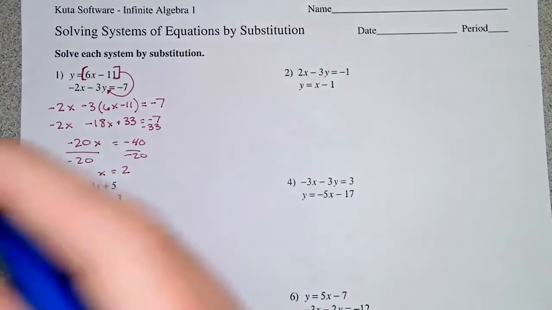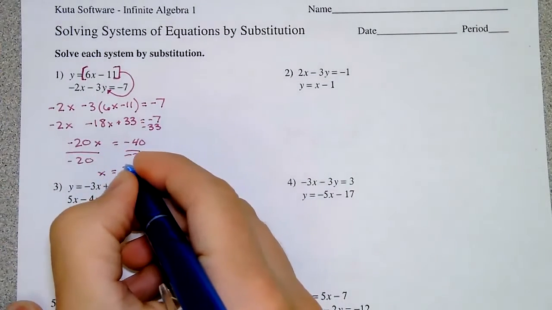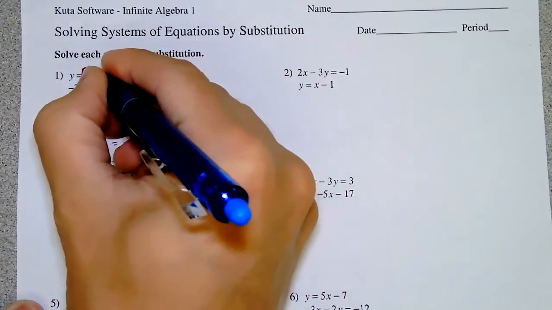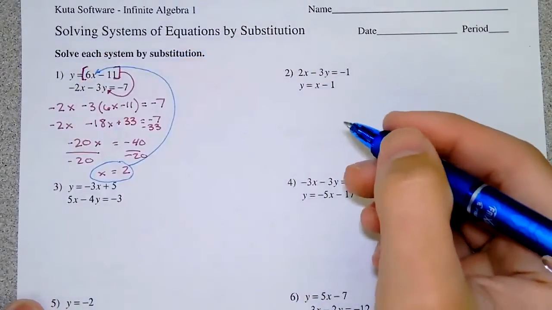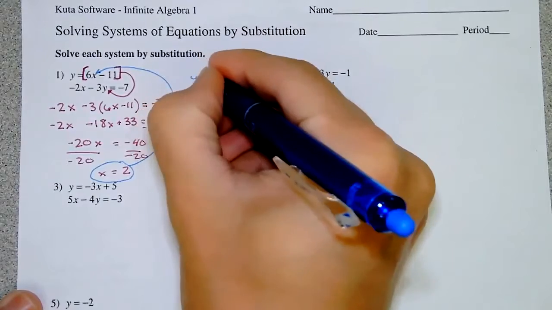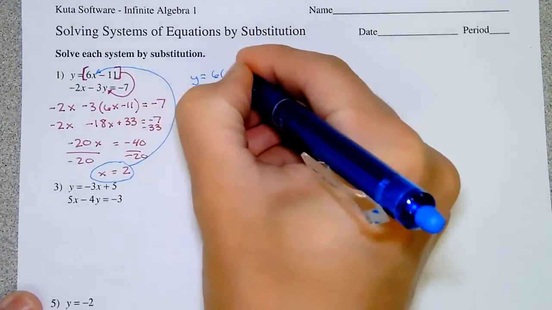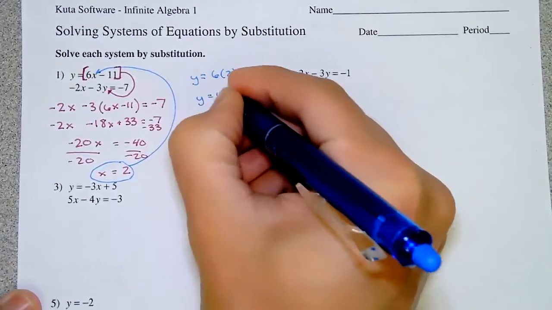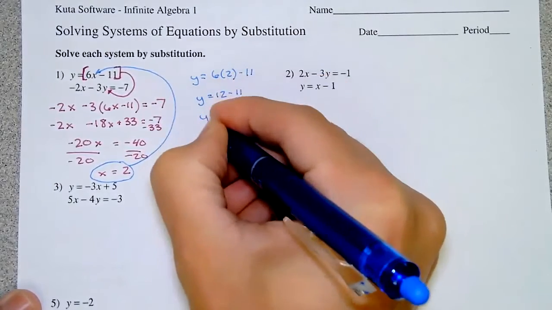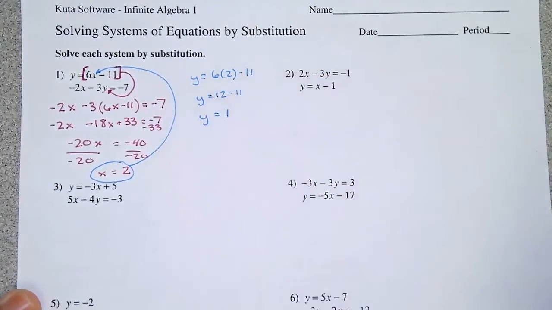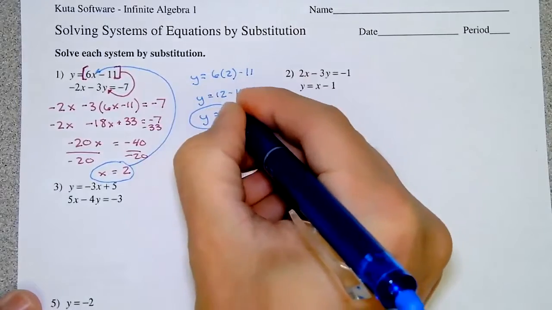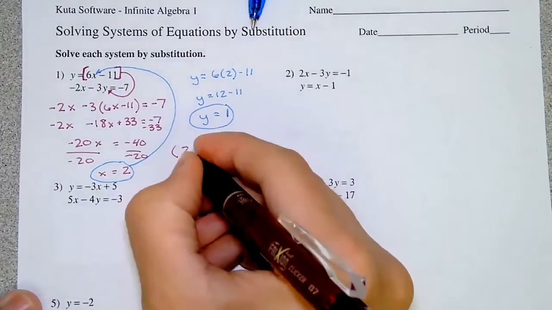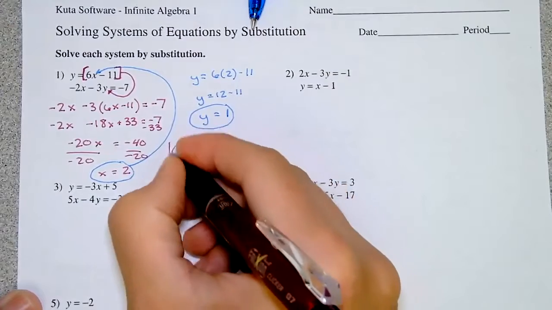So now remember, we're going to take this 2, plug it into either one of the equations. That one's a little easier. So now we have y equals 6 times 2 minus 11. y equals 12 minus 11. y is equal to 1. So we have our solution now of (2, 1).